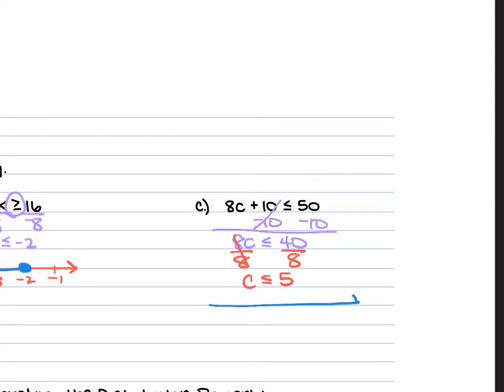So on our number line, we are going to have 4, 5, and 6. We are going to have a closed circle on 5, and then our variable comes first in our statement, so our sign points to the left, and our line will run to the left as well.